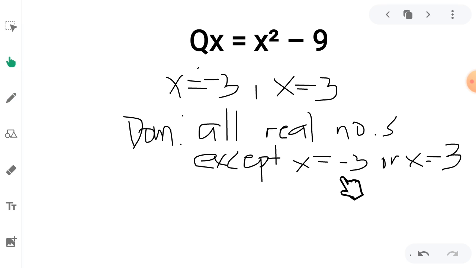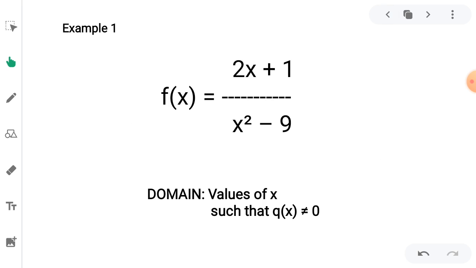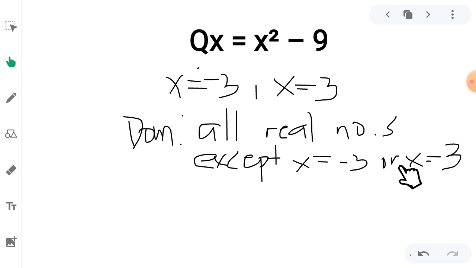When we try to substitute the value of x, which is negative 3, into our denominator, negative 3 squared is equal to 9, minus 9 is equal to 0. So our denominator becomes 0. Again, the same goes for positive 3: 3 squared is equal to 9, so 9 minus 9 is equal to 0.